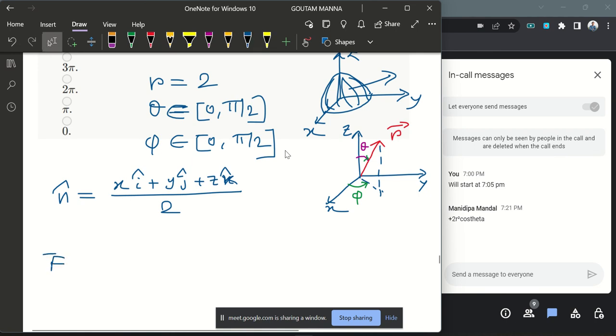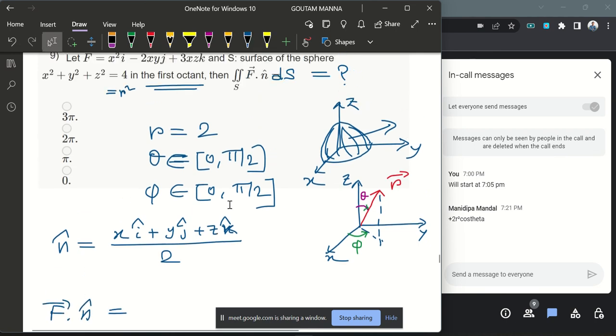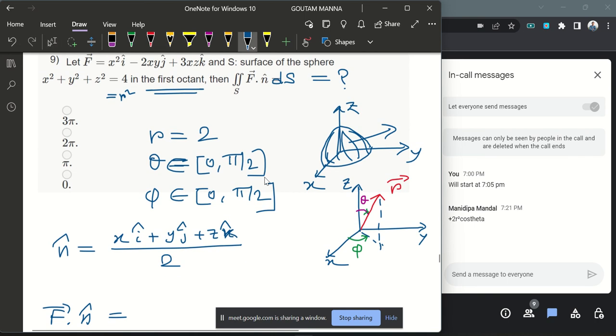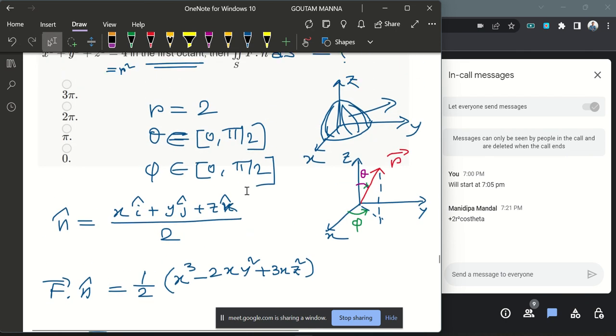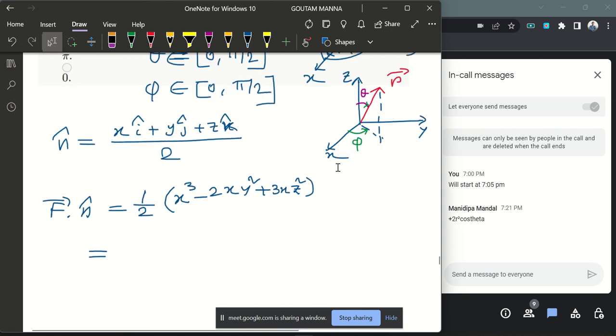So f dot n hat will be then 1 by 2 x cube minus 2x y square plus 3x z square.